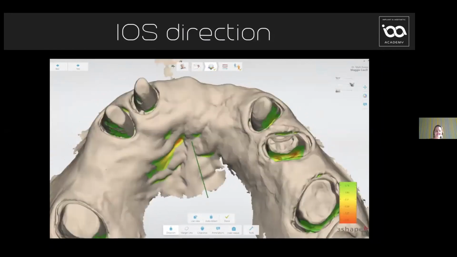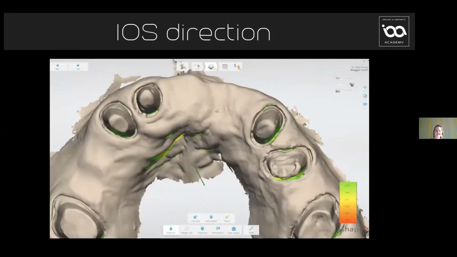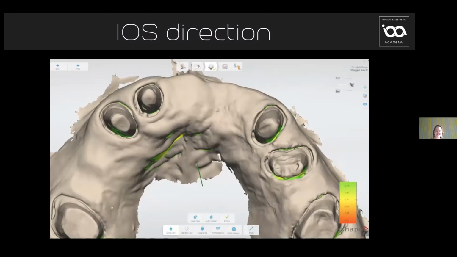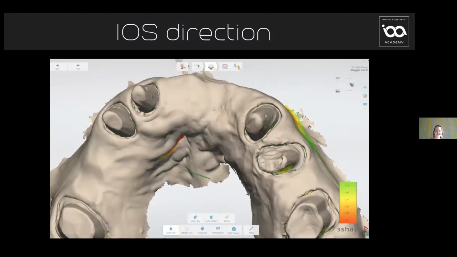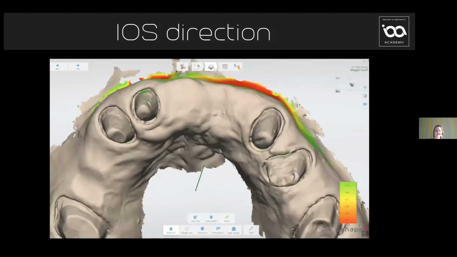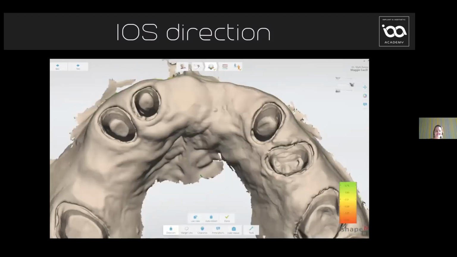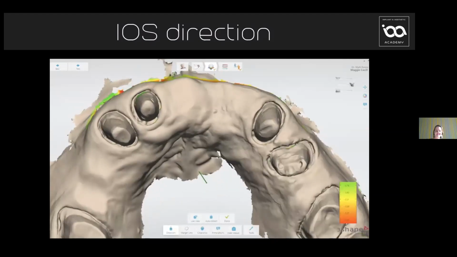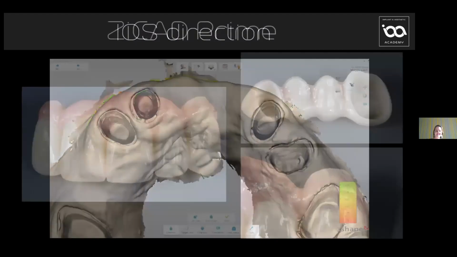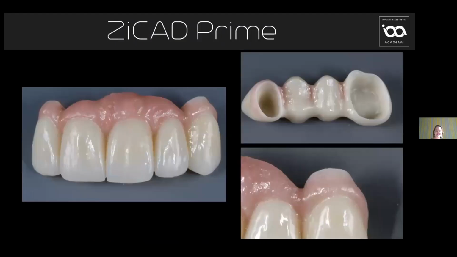But those of you who are lucky enough to work in this sort of workflow, we have the tools. We can analyze the scan to see if we have undercut while the patient is in the chair, and make whatever adjustments we need so that we have the correct path of insertion. I mean, this is super. I can't explain how helpful this tool is versus working in an analog way. So here we've moved on to the ZirCAD Prime.